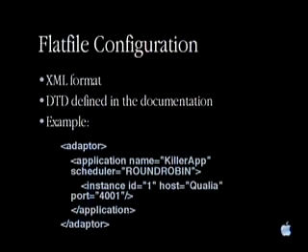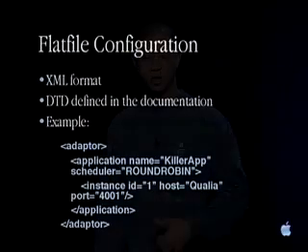So let's look at flat file. Flat file is in an XML format, and the DTD that defines it is in the documentation. It's also, I believe, in the adapter source code that we provide. So we give an example, and it's pretty simple. I mean, we have an application named Killer App. It's being scheduled using round robin, and it has 1 instance with an ID of 1 running on Qualia port 4001.